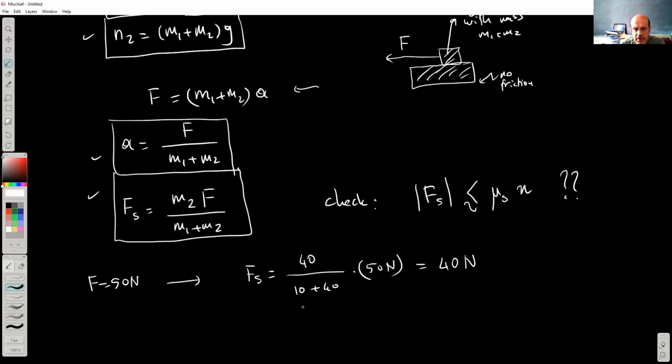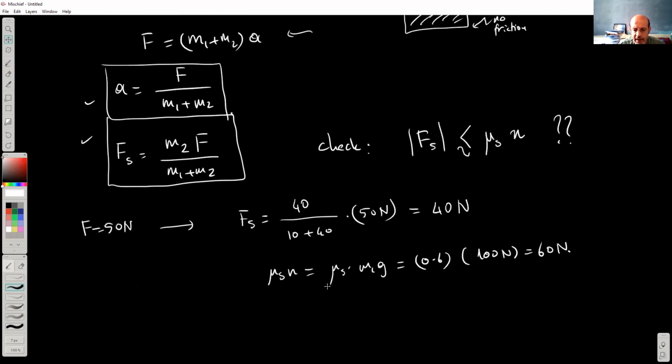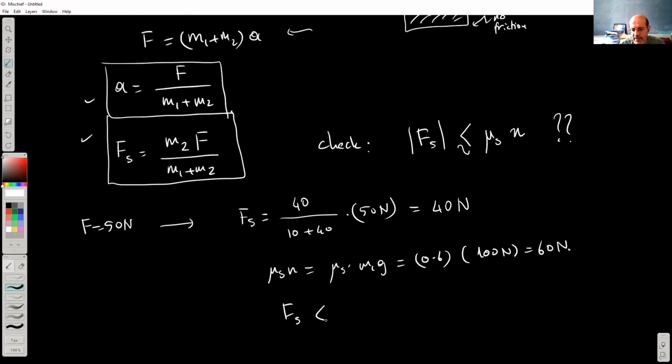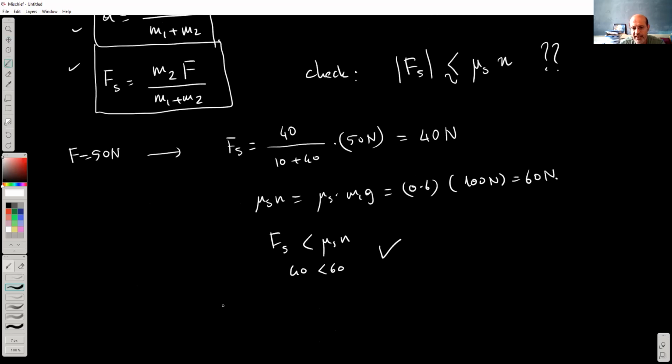Yeah, no. What was mu s? Mu s was equal to 0.6. So mu s times N, so that's mu s times m1g. So that's 0.6. Mass was 10 kilograms, so therefore this is 100 newtons. So that's 60 newtons. As a result, Fs is less than mu s times N. So 40 is less than 60. So therefore, everything is satisfied.